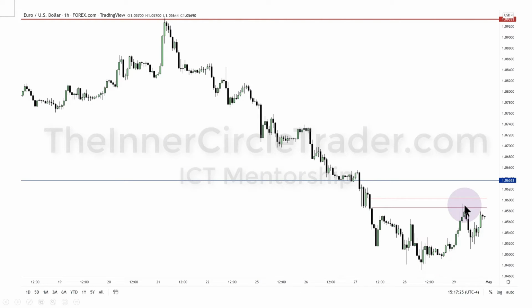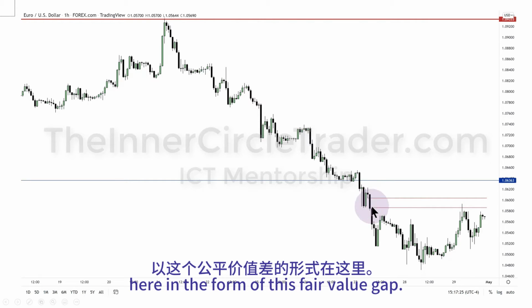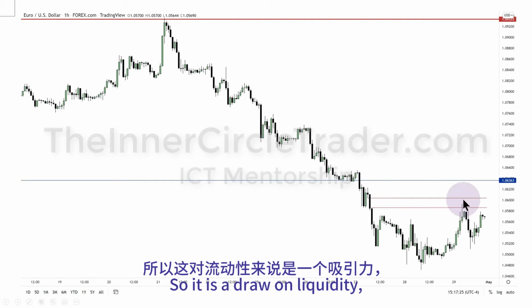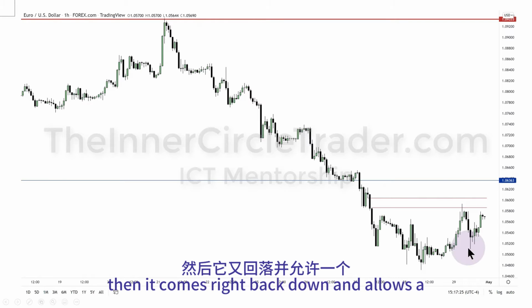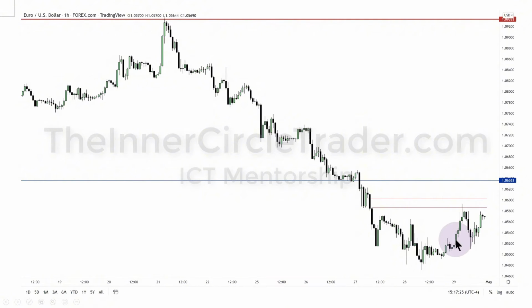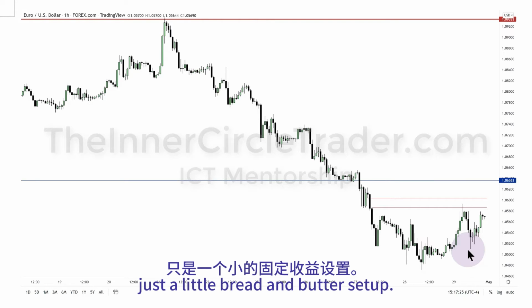And then we trade back up into a SIBI here in the form of this fair value gap. So as a draw on liquidity, and it comes right back down in and allows a buy side imbalance, sell side inefficiency to act as a discount array. So there's a little scalp in here that would set up, just a little bread and butter setup.